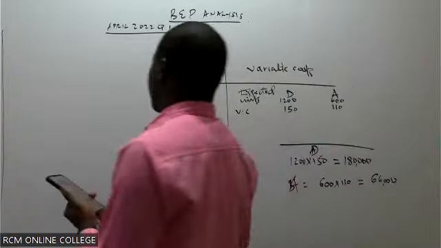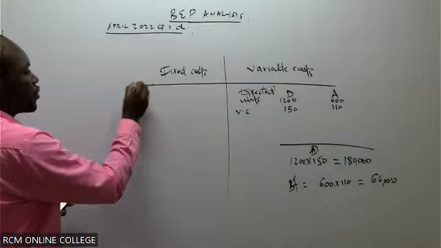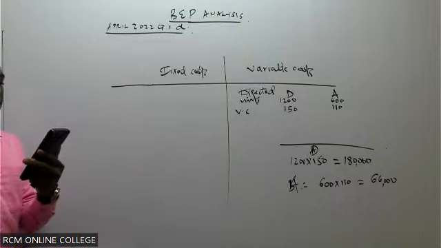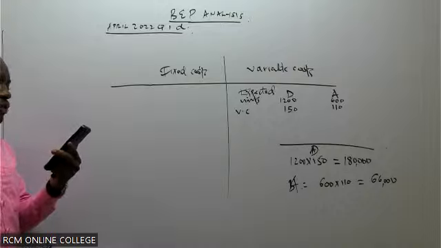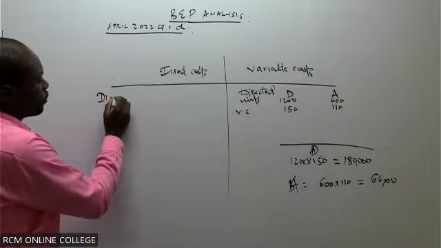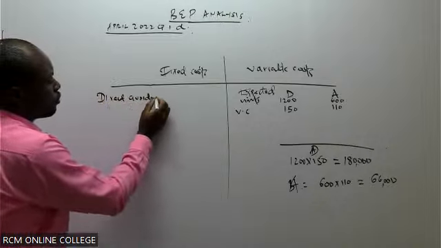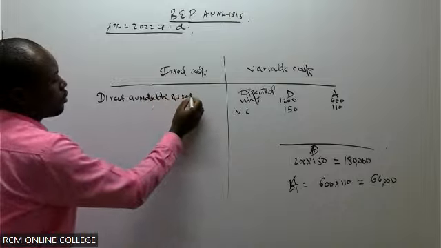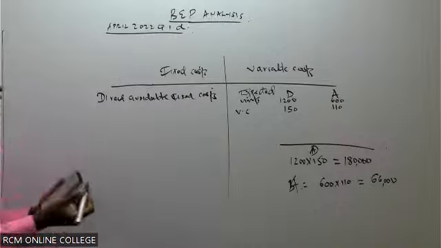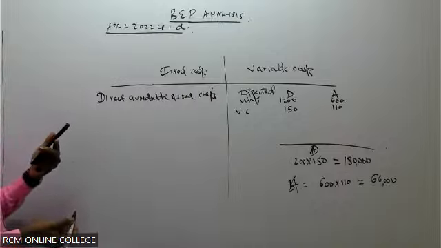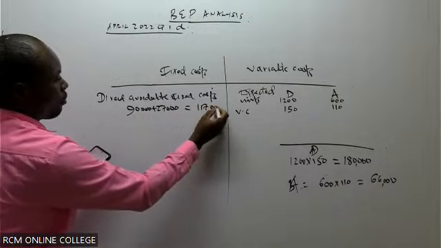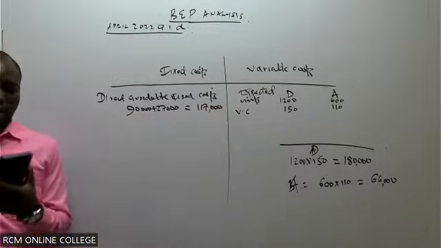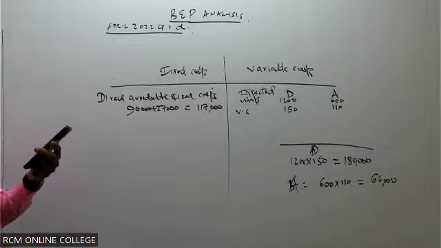Therefore, let's now come to the column of fixed costs. Are we able to identify the fixed costs here? The first part where we meet fixed cost is direct avoidable fixed costs. Direct avoidable fixed costs, we have 90,000 plus 27,000. That is giving us 117,000. How about any other fixed costs that you're able to see there?